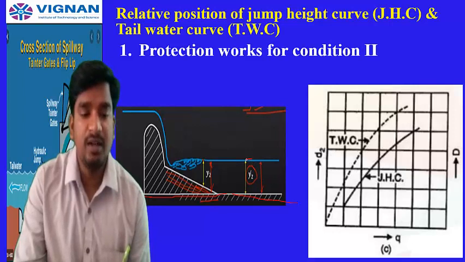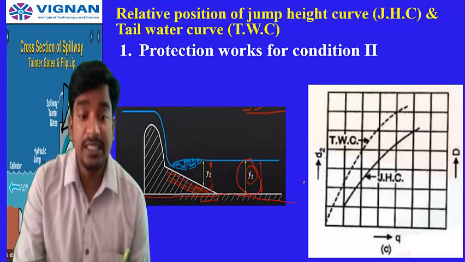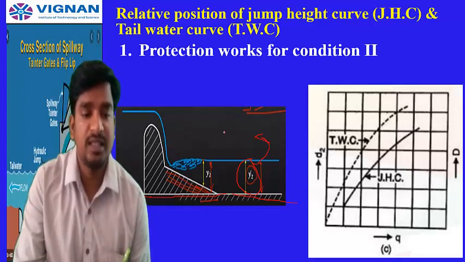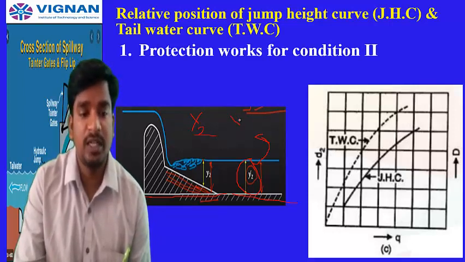So this is our tailwater depth. This is much higher than the required one. So our required depth of water for the good formation of the hydraulic jump is Y2, but we have a tailwater depth of Y2 dash.